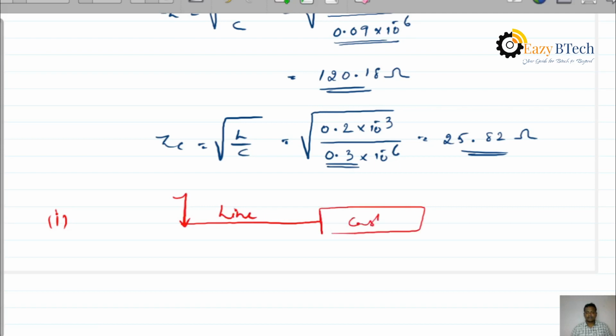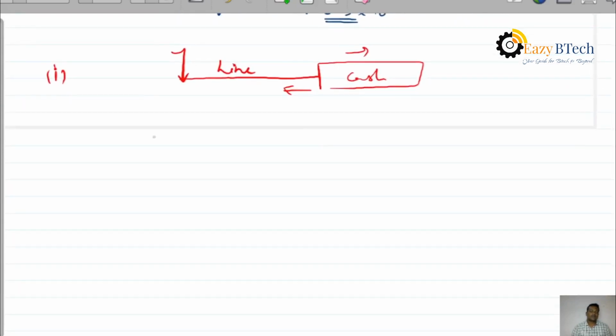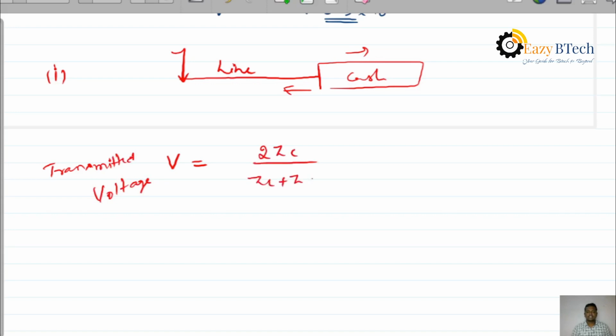Okay, we already derived the formulas for this case. Just use the formulas. The voltage waveform, this is the transmitted voltage: V equals 2 ZC divided by (ZL plus ZC) into V dash.